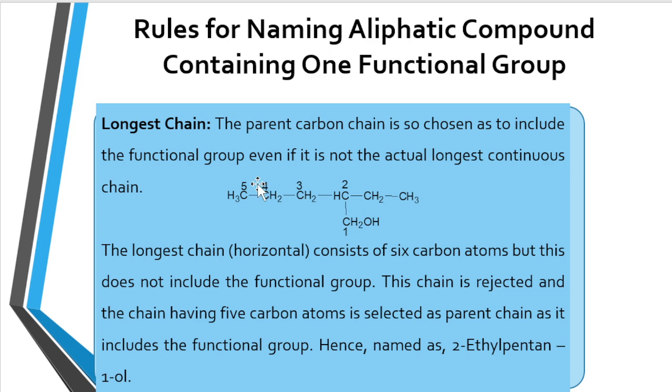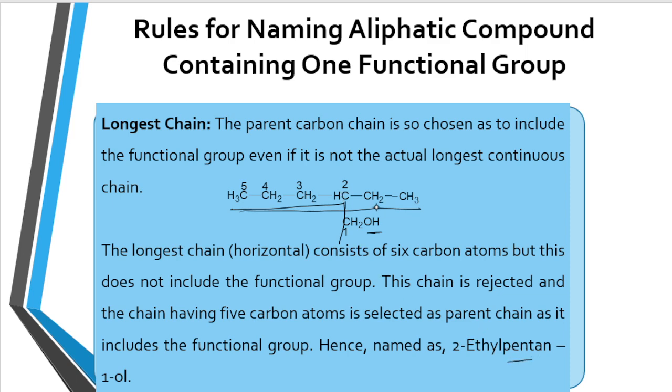For example, if we consider this particular compound, by looking at it we can say that this is the longest chain with 7 carbon atoms, the straight chain or horizontal continuous chain. But if we consider this OH as the functional group, it must be included in the parent chain, and hence in this compound the parent chain is this one with the 5 carbon atoms. Hence the root word is pent.